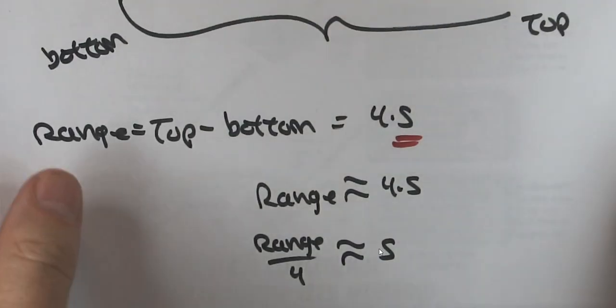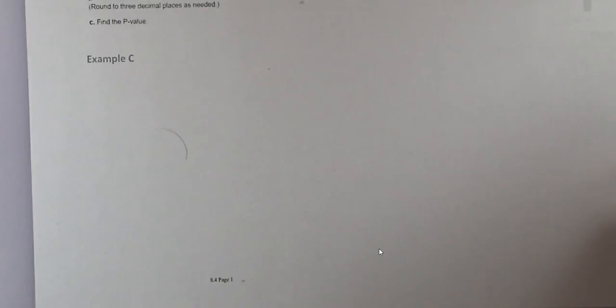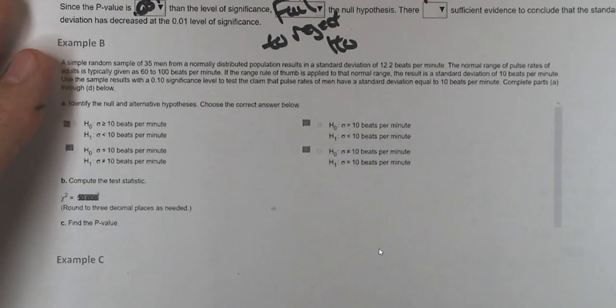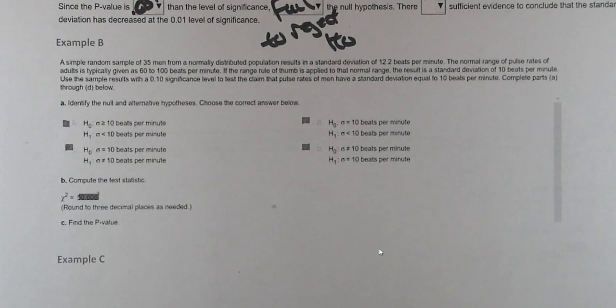It is putting a little bit much into one problem, though. Makes the wording a little bit more difficult. A simple random sample of 35 men is normally distributed, results in a standard deviation of 12.12 beats per minute. That's going to be heart rate.